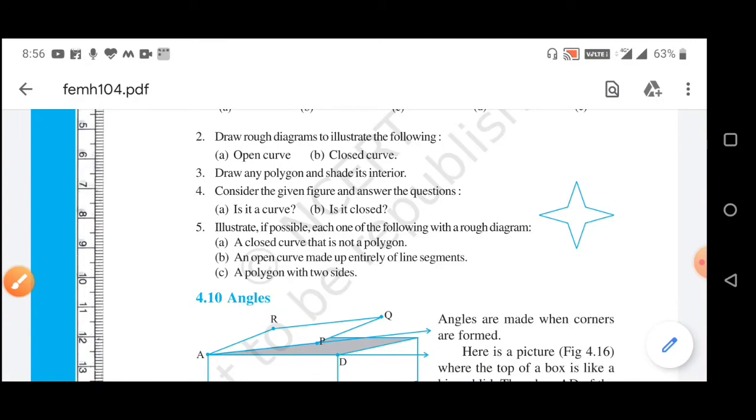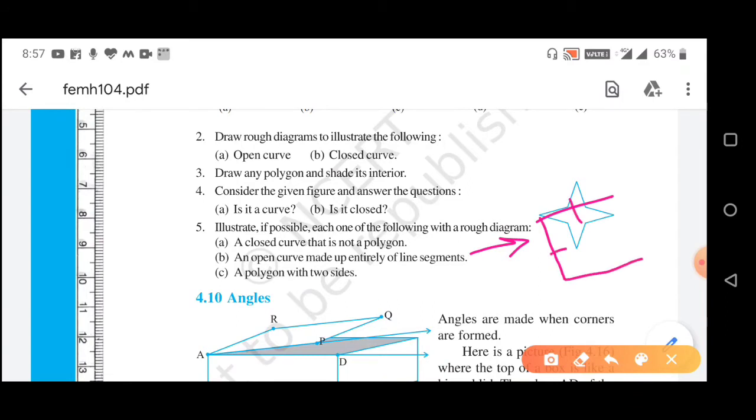Question B, an open curve made up entirely of line segments. An open curve made up entirely of line segments, we can draw in this way. These 3 line segments are there, and it is not closed, it is an open curve.